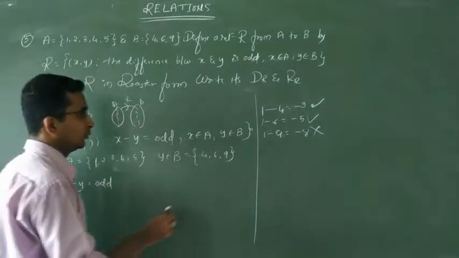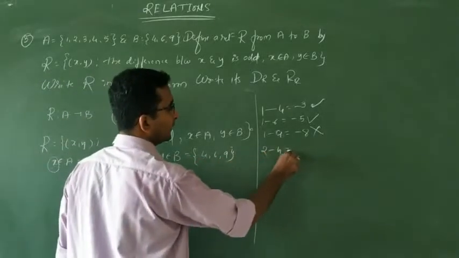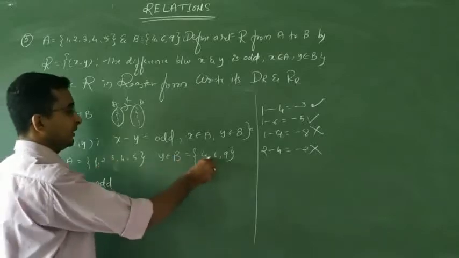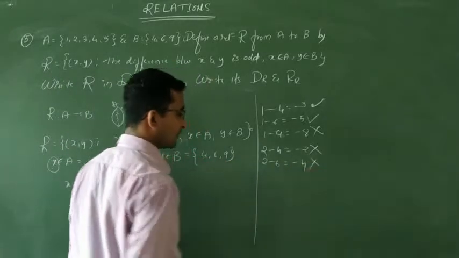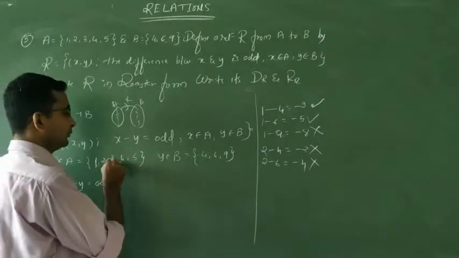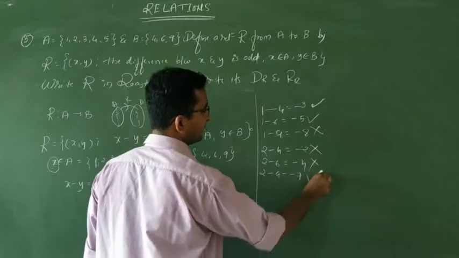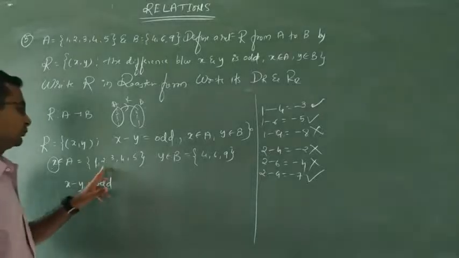Next I have to take the 2. 2 minus 4 is minus 2. This is not odd. Next, 2 minus 6 is minus 4. This is also not odd. Then 2 minus 9 gives minus 7. Minus 7 is odd. So 2 is over.